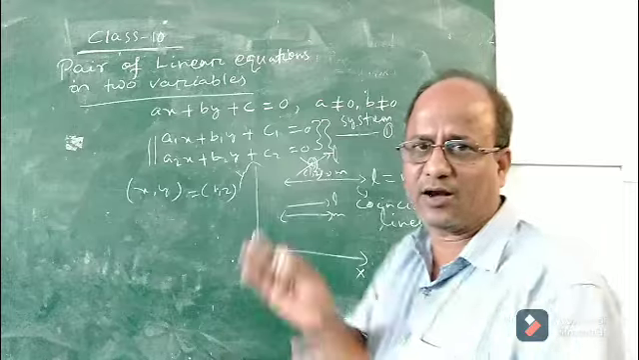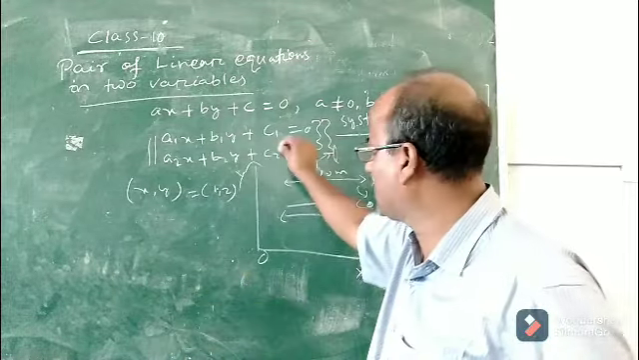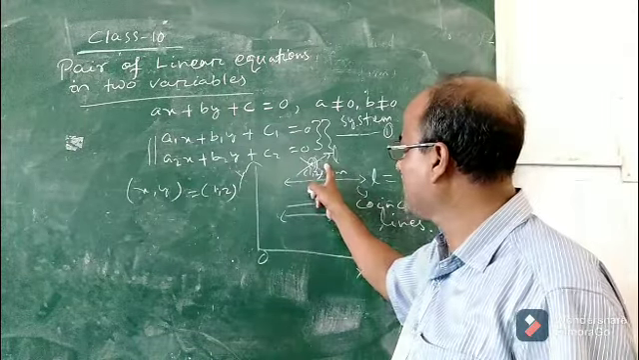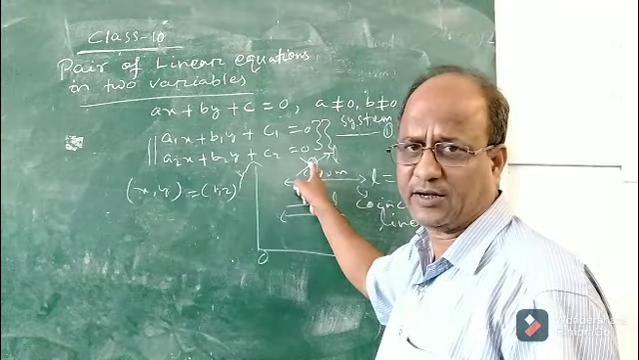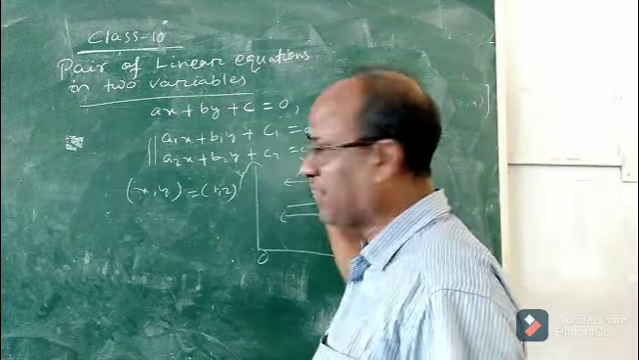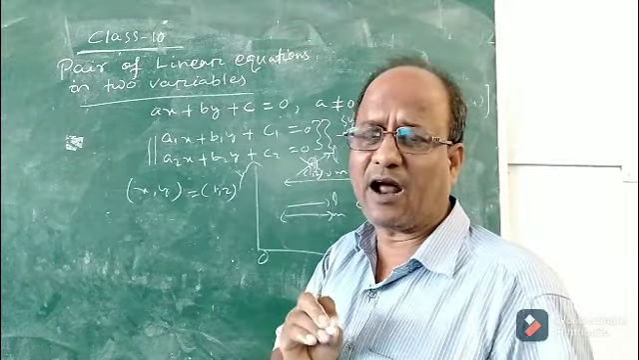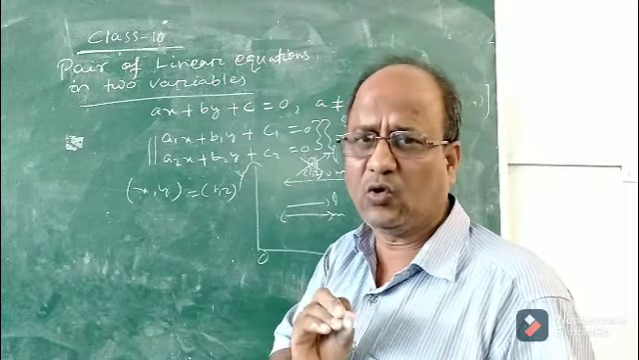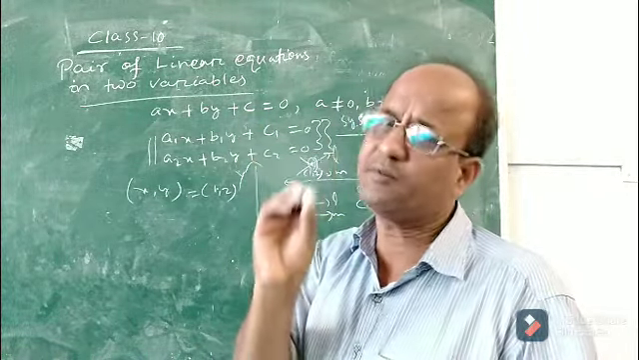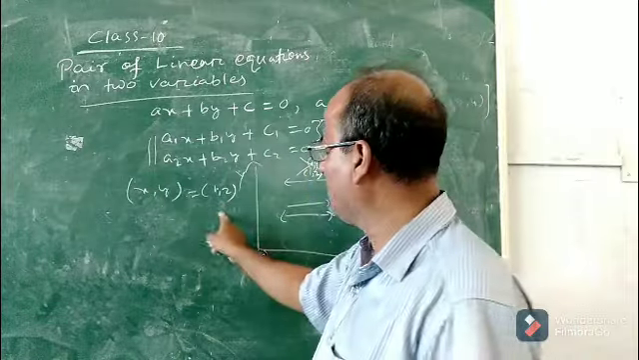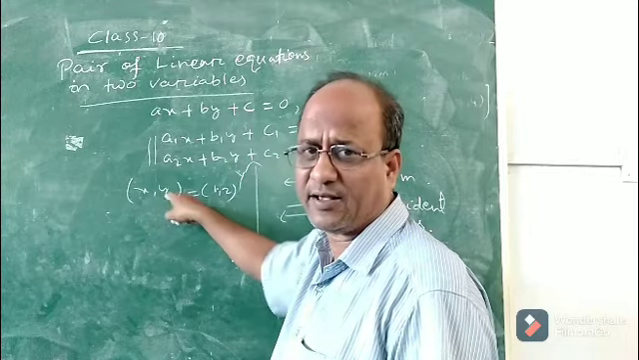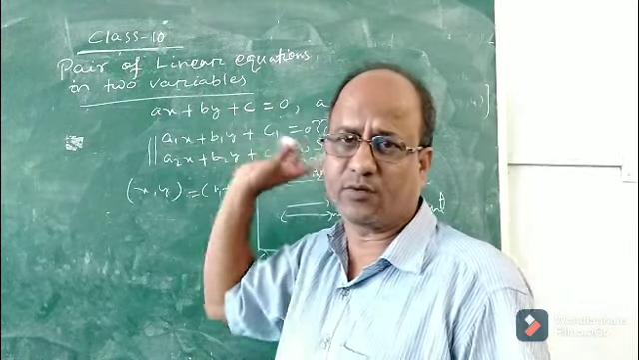Coincident means the same line. One line will overlap another. So there are three cases. Now I am discussing the first case. In the first case, the two lines intersect at a point. If after drawing the graph you find that the two lines intersect at a point, then you will immediately conclude that the pair or system has a unique solution. Unique means one and only one solution. That means only one ordered pair (x, y) will satisfy both the equations.